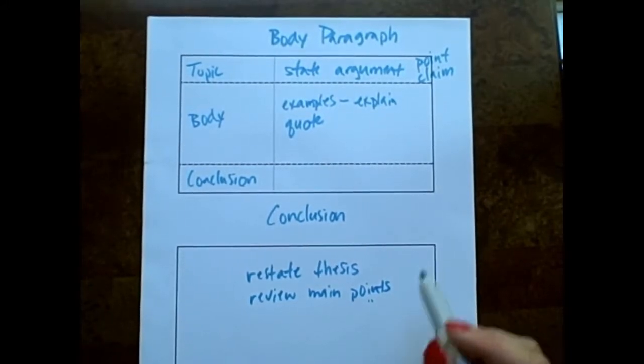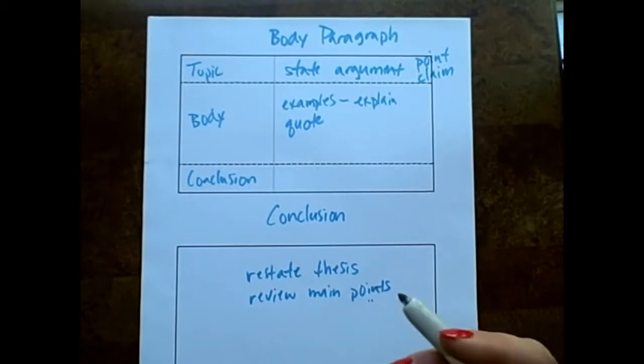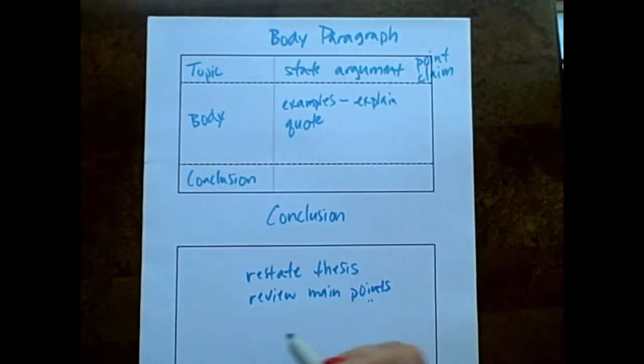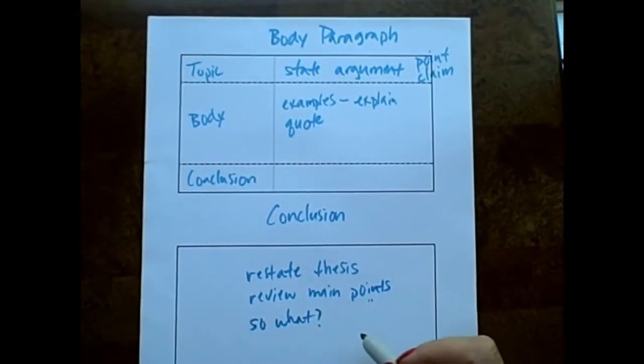And then finally, you want to end your paper with a sentence in which you comment on the importance of the topic. This is sometimes called a so what statement or a clincher. Now let's write a paper.